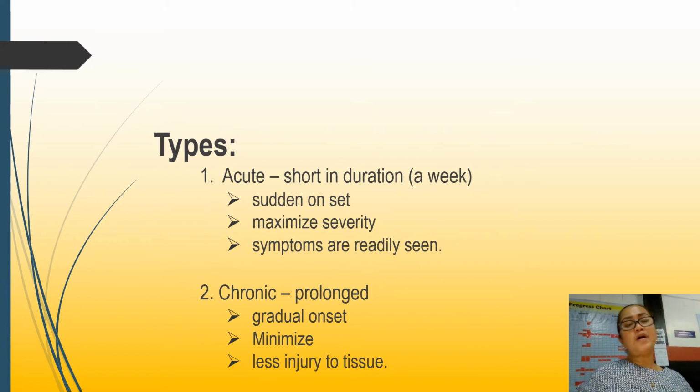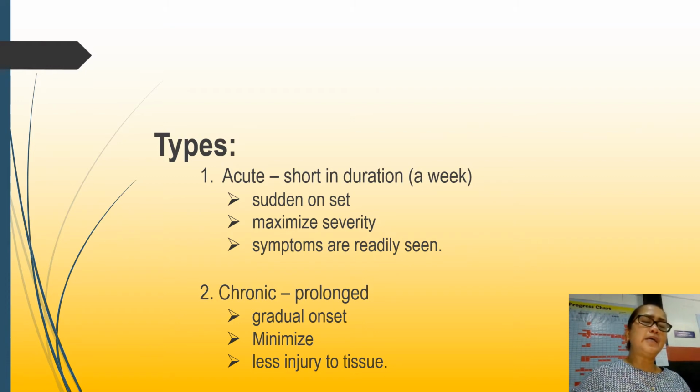Okay. Types of inflammation, we have acute or chronic. The acute has short duration, that is a week, sudden onset, maximum severity, and symptoms are readily seen. While your chronic has gradual onset, minimal and less injury to the tissue. So that is your acute, diba, and your chronic. So for example, your appendicitis, is it chronic or acute? Of course, it is acute.